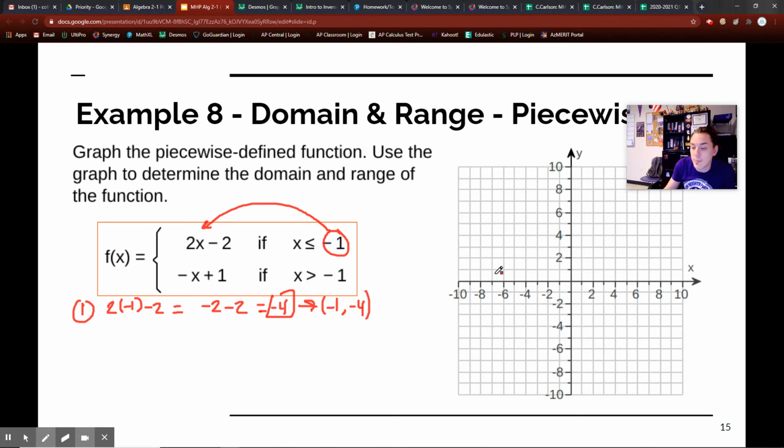So let's plot that point, negative 1, negative 4. So negative 1 right here, negative 4 all the way down here. Is it closed? Yes, because it's equal to. So I'm going to go ahead and plot that. Next thing I want to do is find my slope. So what's the slope of this? My slope is 2, where my b value is negative 2.